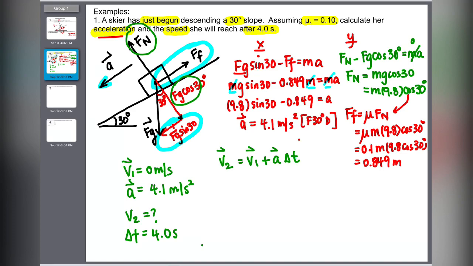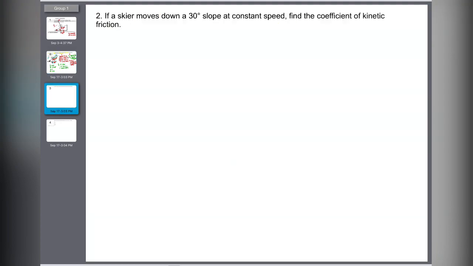V2 equals V1 plus A delta T. Okay, so V2 is what I'm looking for. So 0 plus A times T. We'll times that by 4. So V2 works out to be 16 meters per second. So after 4 seconds, forward 30 degrees down is what the velocity is for V2.